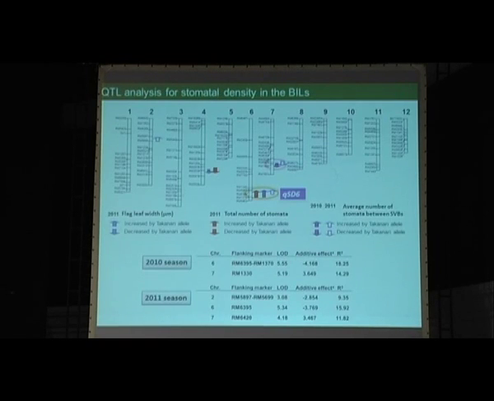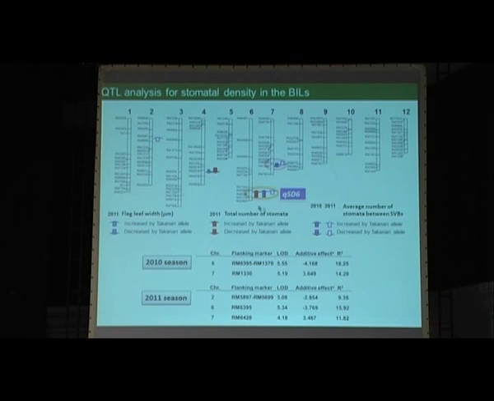We thought that the number of stomata may be influenced by the leaf size, especially leaf width, so we also checked leaf widths. QTL analysis in the BIL population revealed that QTL changing the number of stomata but not changing leaf width were constantly detected on chromosomes 6 and 7.